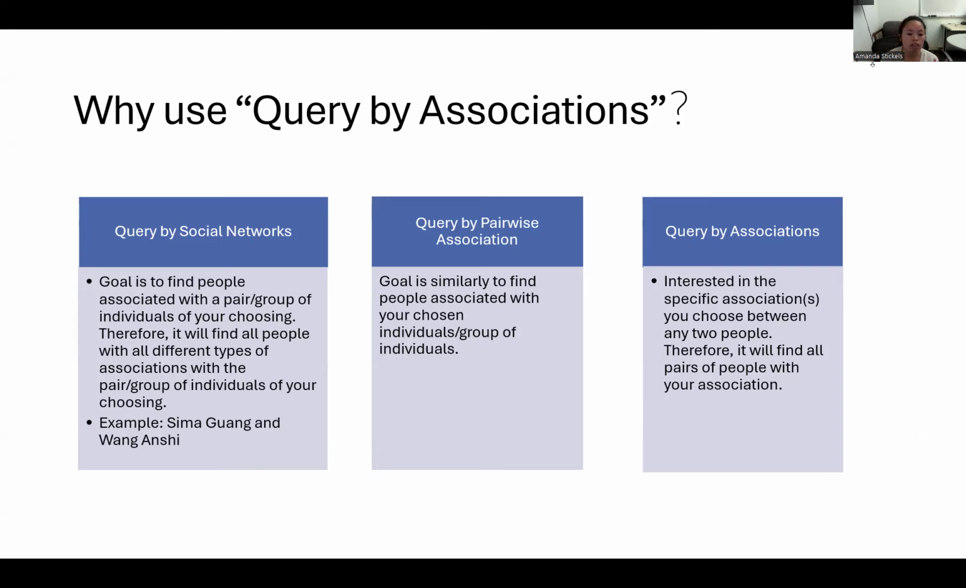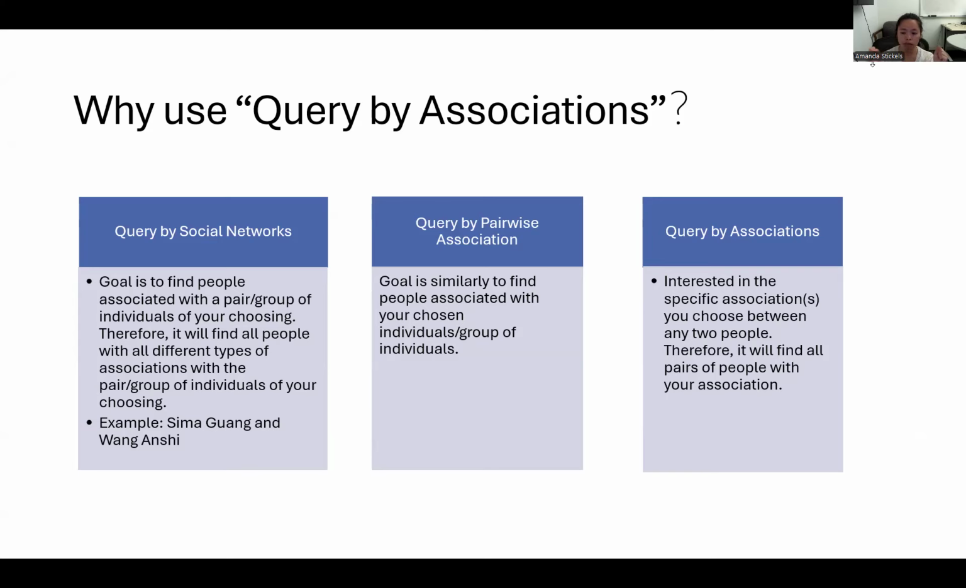This is different than query by social networks and query by pairwise association. In query by social networks, which we had seen in the first video in the tutorial video series, the goal is to find people associated with a pair or group of individuals of your choosing. Therefore, it will find all people with all different types of associations with the pair or group of individuals that you chose. So for example, in the first video, we looked at the social networks between Sima Guang and Wang Anshi.